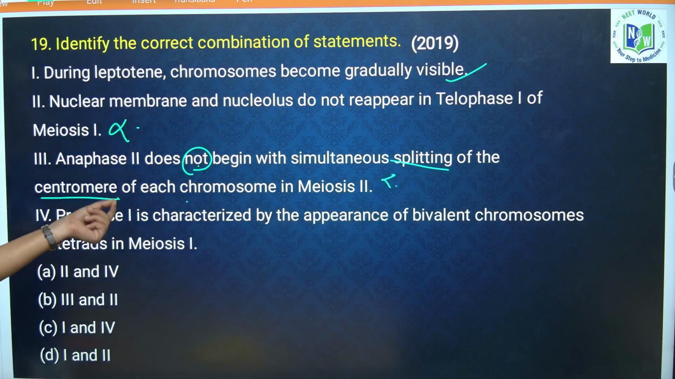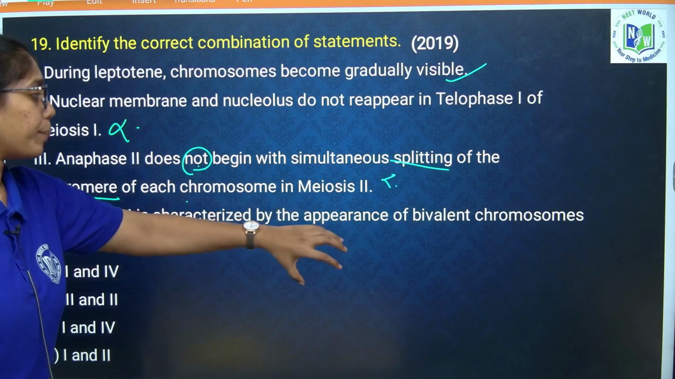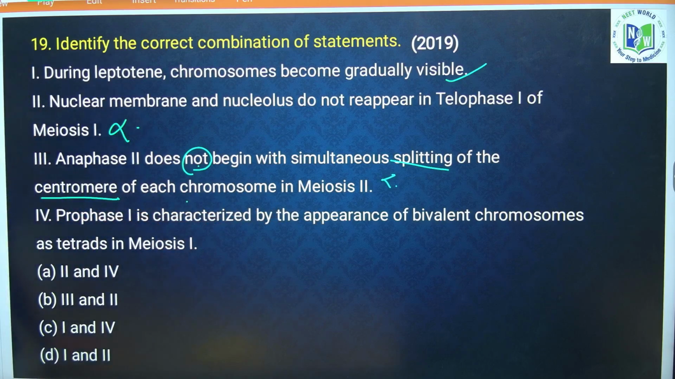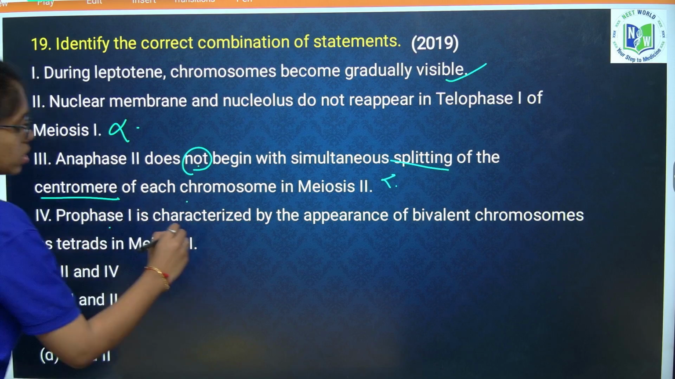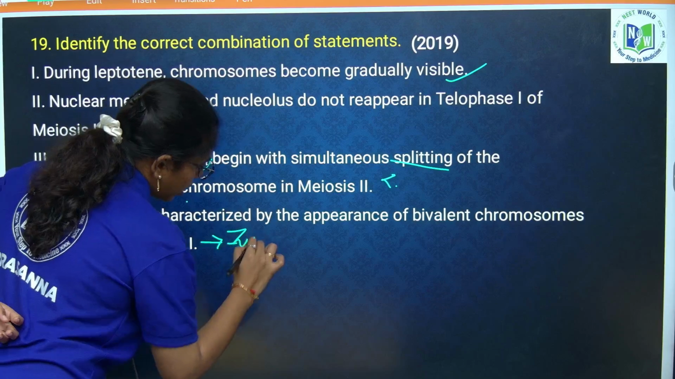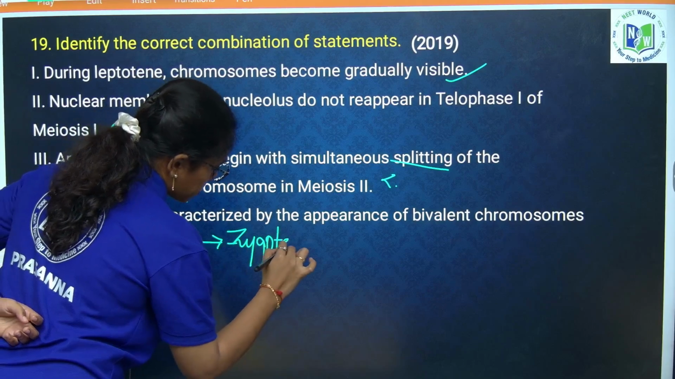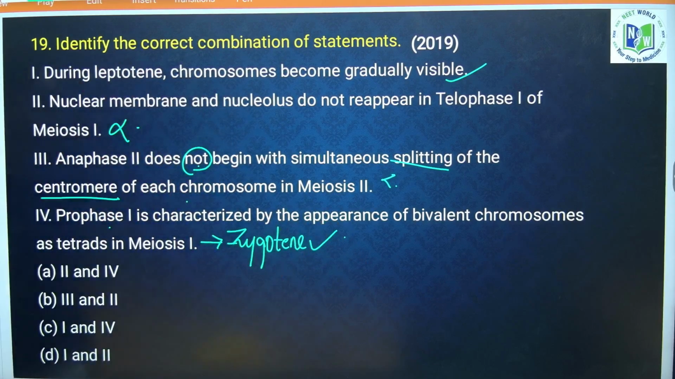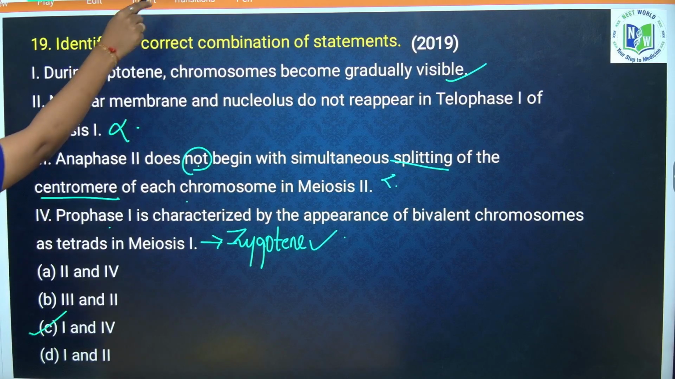Next, prophase 1 is characterized by the appearance of bivalent chromosomes as tetrads in meiosis I. This happens during zygotene. True. So what will be our answer? 1 and 4. Option C is the correct answer. Next question.